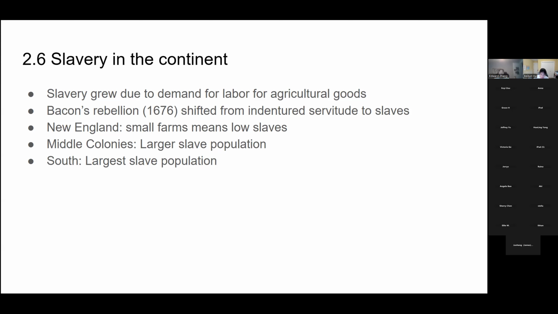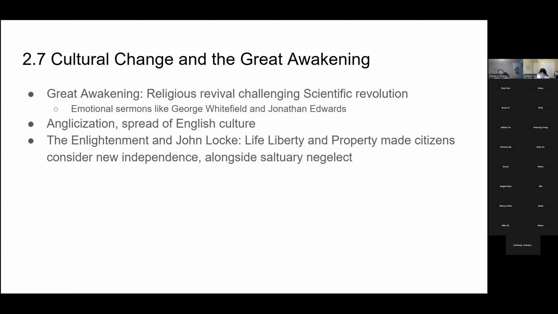And the middle colonies, they had a slightly larger slave population because it's less mountainous than the north, so it is better conditions for that. And then lastly, the South, which we all know has the largest slave population. All right. And then 2.7, this is cultural change and the Great Awakening.